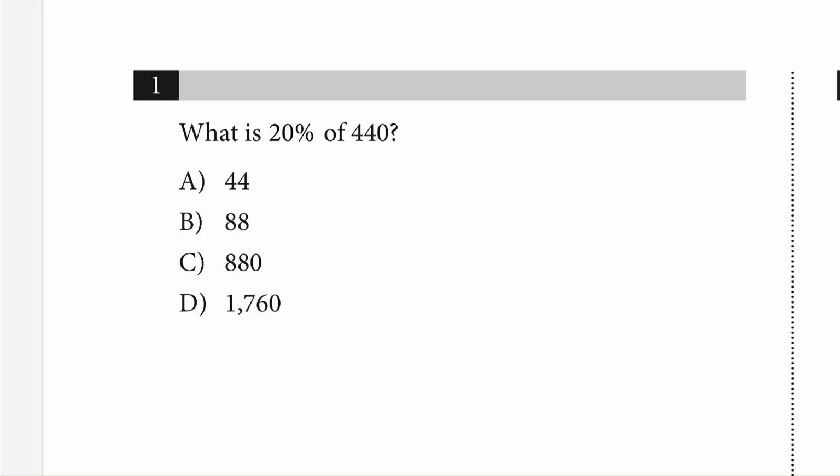We are going to go through question number 1 on SAT practice number 5. So 20% of 440, you can easily type this into Desmos, or you can just do it by hand. So 20 over 100 is 20%. That's going to be 2/10. So you can take this tenth, move your decimal point over, and then just multiply by 2. So your answer is 88.